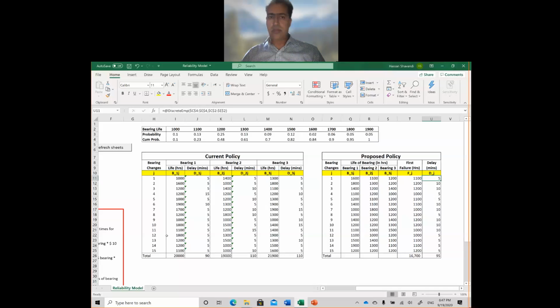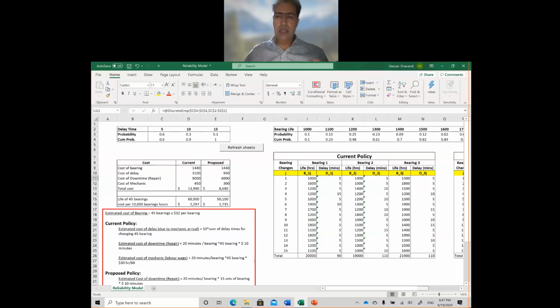But in the current policy, we have actually one delay time for replacing each bearing. So for each row of change, bearing changes, we have three delay times. Okay, so now we need to actually calculate the performance measures here. So the cost of bearing in both systems, we are going to replace 45 bearings, right?